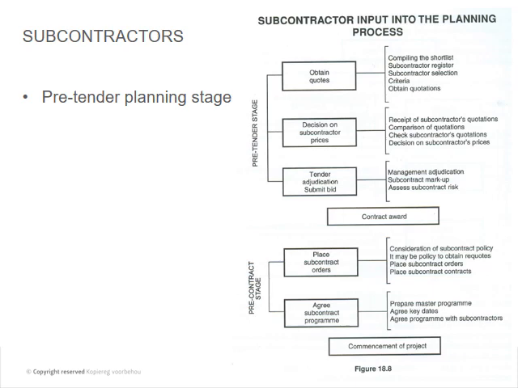So firstly, if you think back to our tender briefing last week Friday, those guys will have to obtain quotes from their suppliers. At this stage they need to compile the shortlist, subcontractors register, subcontractor selection criteria, obtain quotations. If it's a large company, usually those guys have to be on their vendor lists. So if it's something specialized, then they've got a whole lot of red tape to actually get quotes from other guys and get them onto their registers.